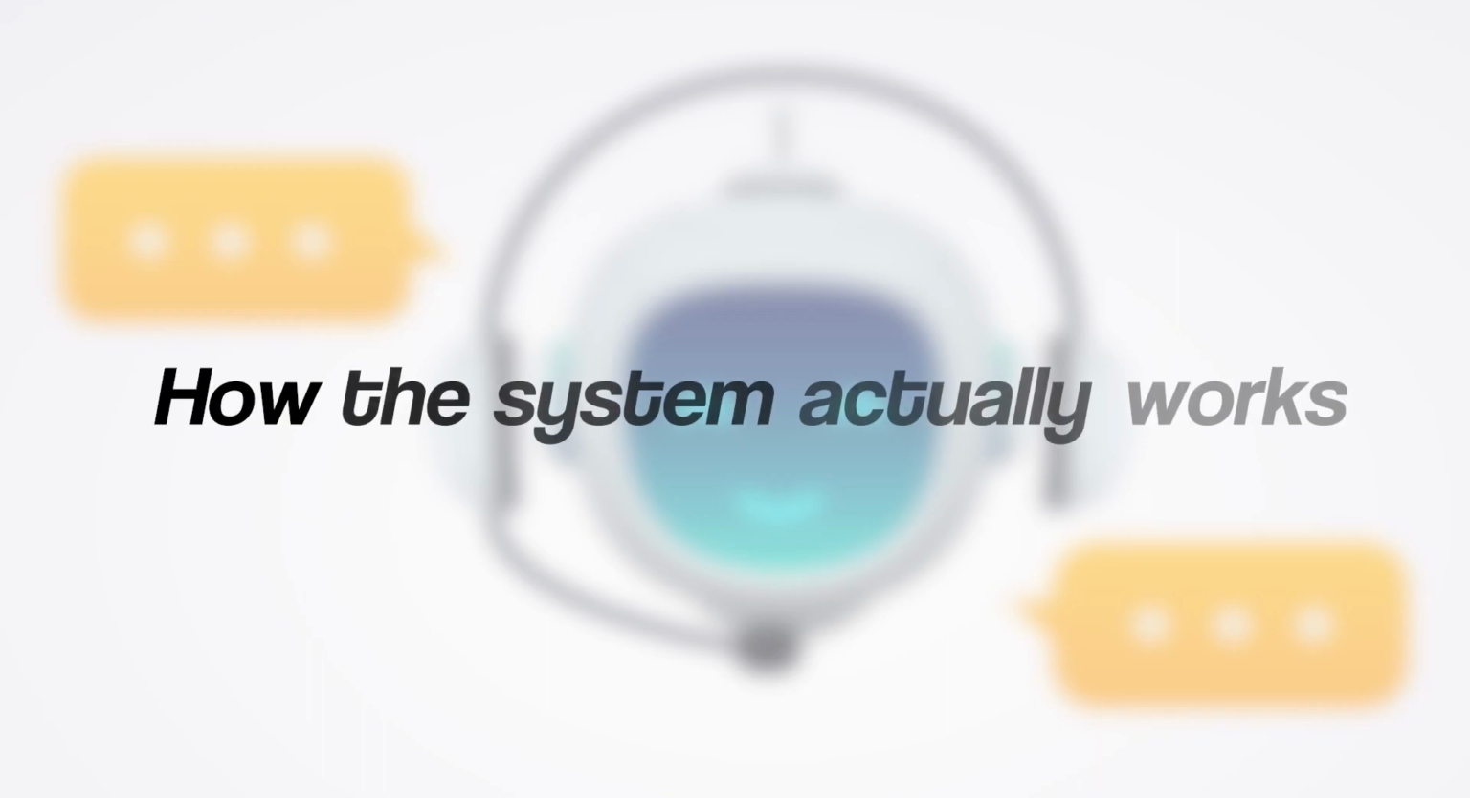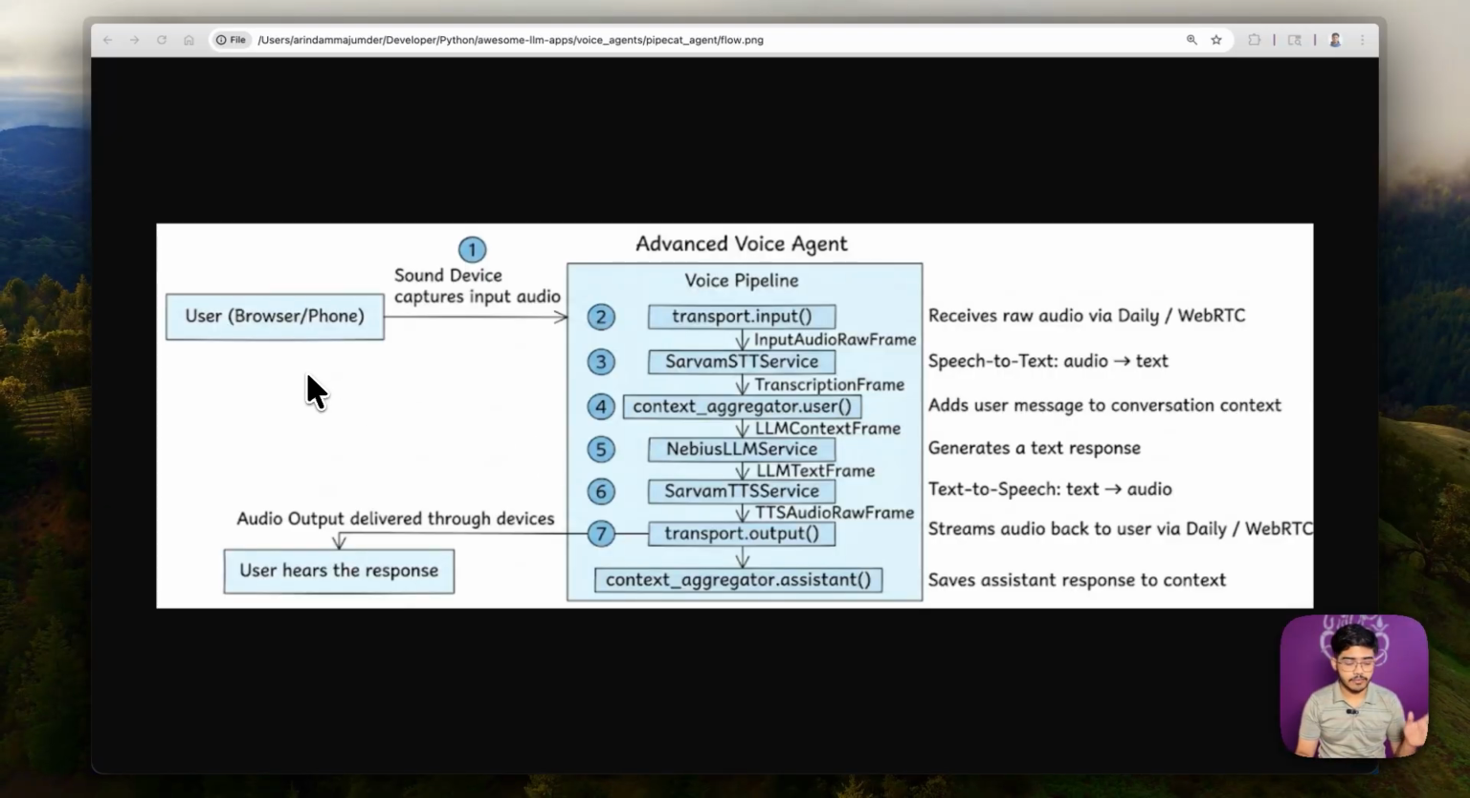Before we start coding, let's understand how the system actually works. I have created a quick diagram to explain this much better. So let's understand with this. On the left hand side, we can see that we have the user, which is us, who will be interacting with the agent through browser or phone.